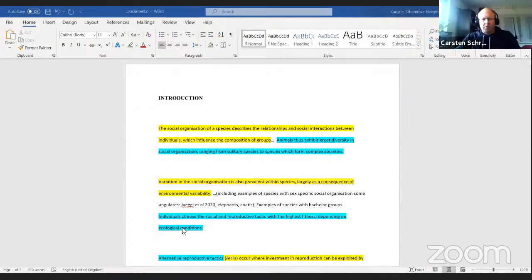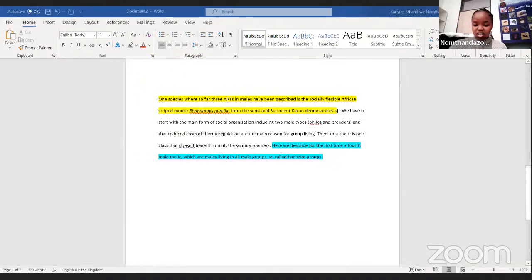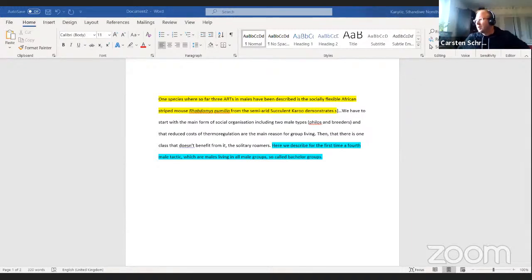Okay, and then of course, still read to us the last paragraph, the aims of the study. Oh, okay, so I should read the last paragraph. Oh, you don't have it here. Okay, the aim of our study was to determine the origin and function of bachelor groups in the African striped mouse, especially whether they represent an alternative reproductive tactic.